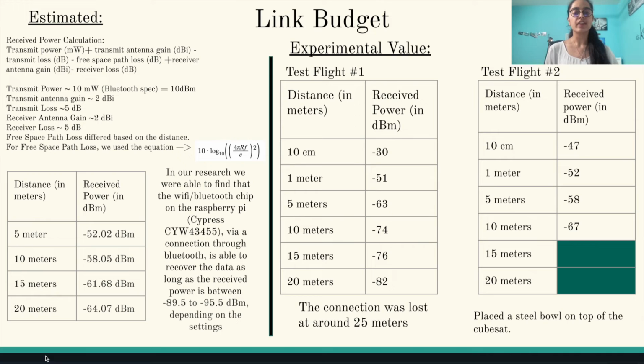For our first test flight, we found that without any barriers, we lost our signal at roughly 25 meters, which is well above our radius for the first test flight, which is 5 meters. To test our link budget for the second test flight, we added a lot of barriers like doors, and we found out that we lost the connection at around 10 meters.